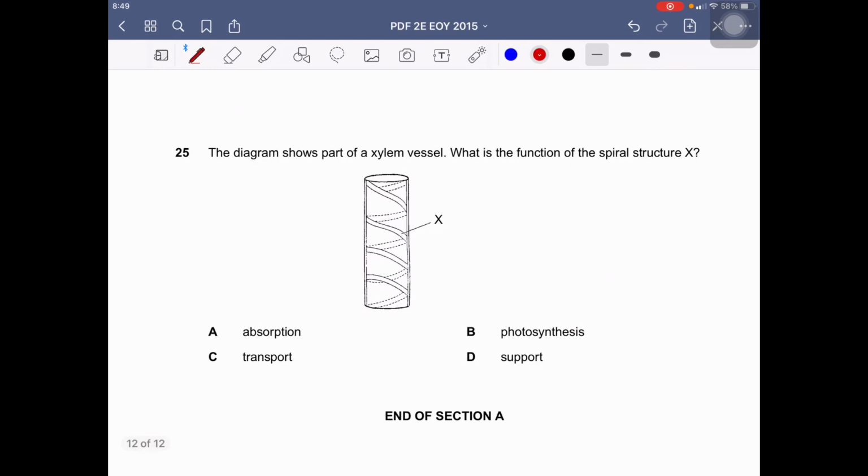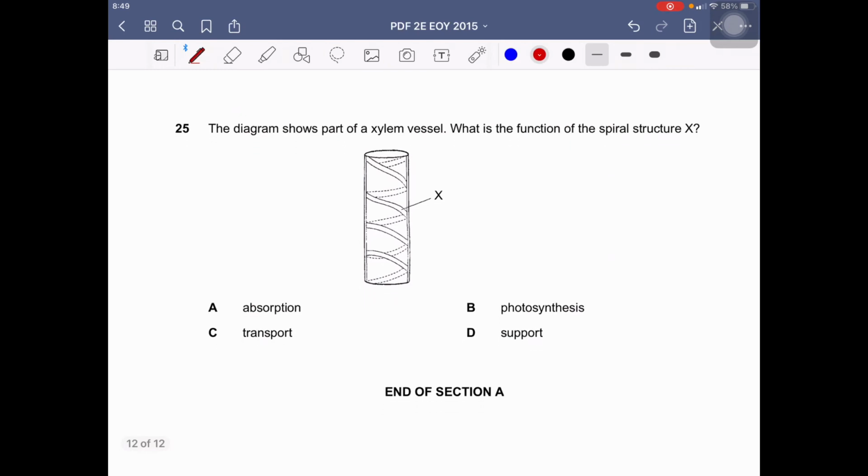Okay, last question. Now the diagram shows part of a xylem. What's the function of the spiral structure? Now this is a factual question. This spiral structure is actually used to support the vessel so that it will not collapse. So the answer is D.